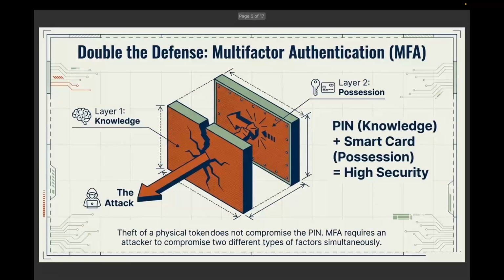To increase security, we combine multiple factors. This is called multi-factor authentication, or MFA. For example, a PIN, which is from knowledge, and a smart card, which is a possession. Together they create stronger security. Even if someone steals your smart card, they still need your PIN. MFA forces an attacker to break two different types of security at the same time, which makes attacks much harder. That is why banks and secure systems use MFA today.